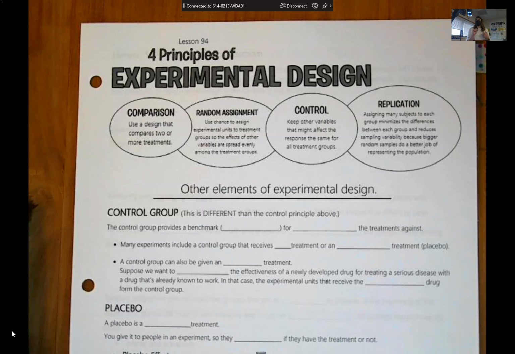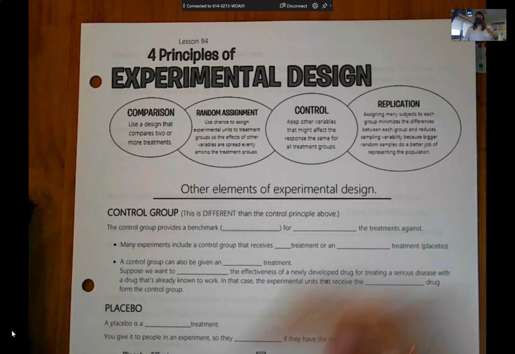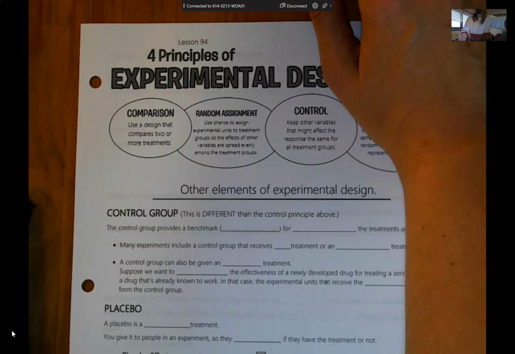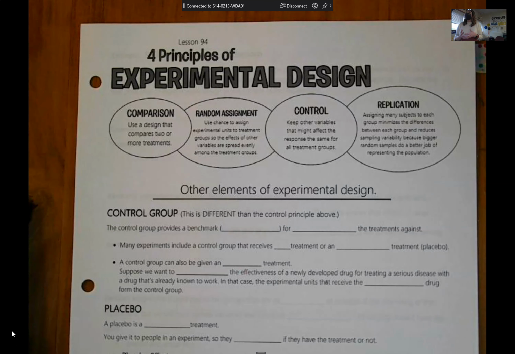Comparison is telling us that we have to have at least 2 groups to compare. We don't have an experiment unless we're comparing 2 treatment groups. You need to at least have 2. You can have more. So we just saw on the fabric problem, there were 8 treatment groups. So comparison says one of the basic principles of design is that you have to be comparing at least 2 groups.